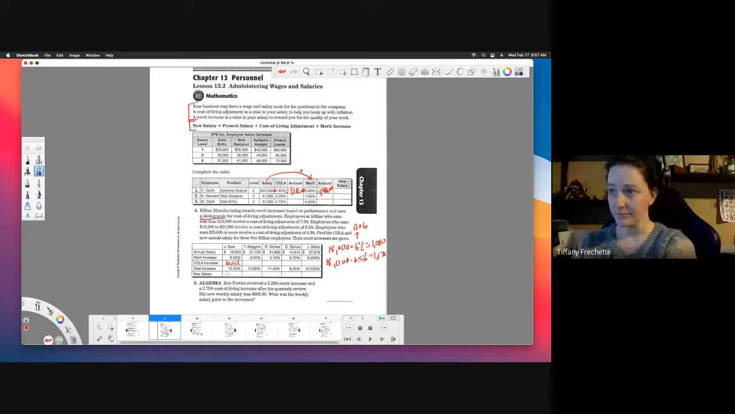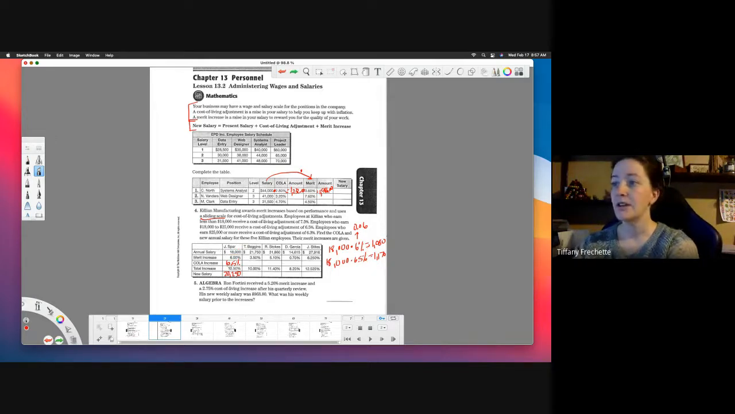to get our new salary. So his new salary is going to be $20,250.00. Sorry, I don't have a lot of space to fit this. So you're going to add these 2 that we just calculated to his current salary. Okay, so that'll give you the new one.